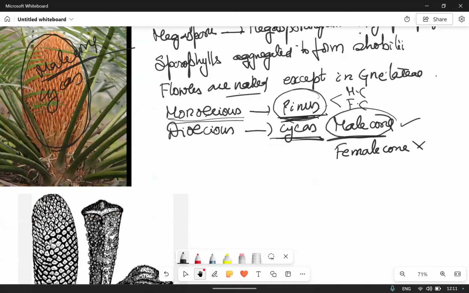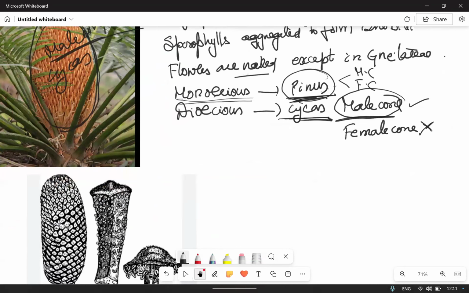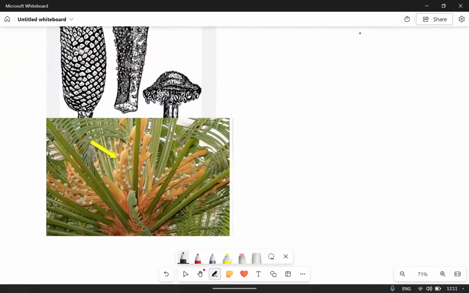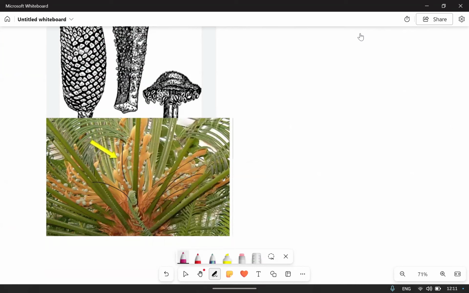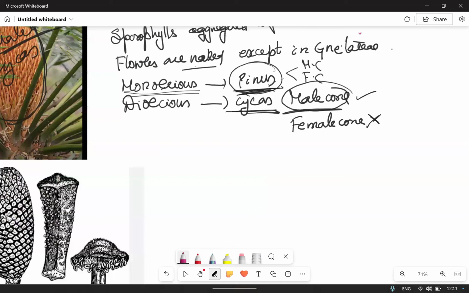But again, in the case of Cycas, a female plant, there is no female cone. Why? All those are arranged loosely. See, these megasporophylls are arranged loosely. That's why there is no formation of female cone. Remember, in Cycas, there is no female cone. Cycas is dioecious.